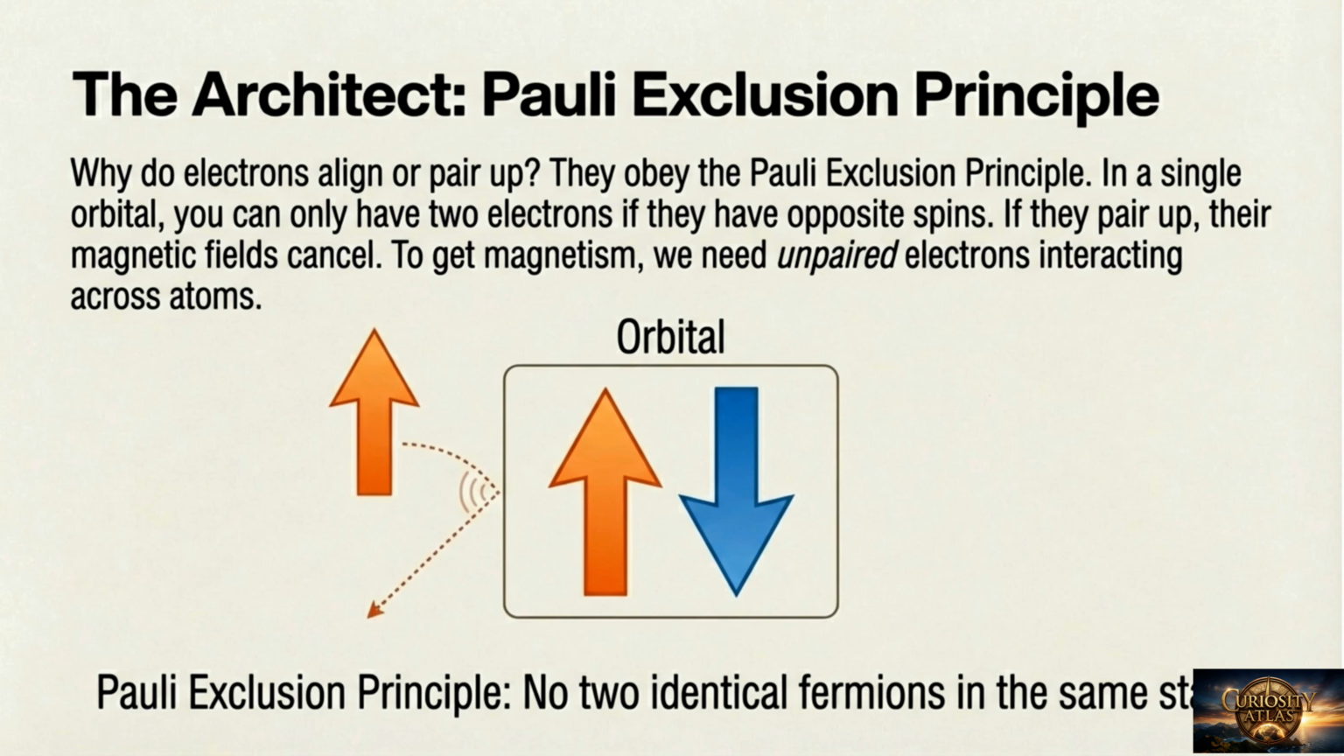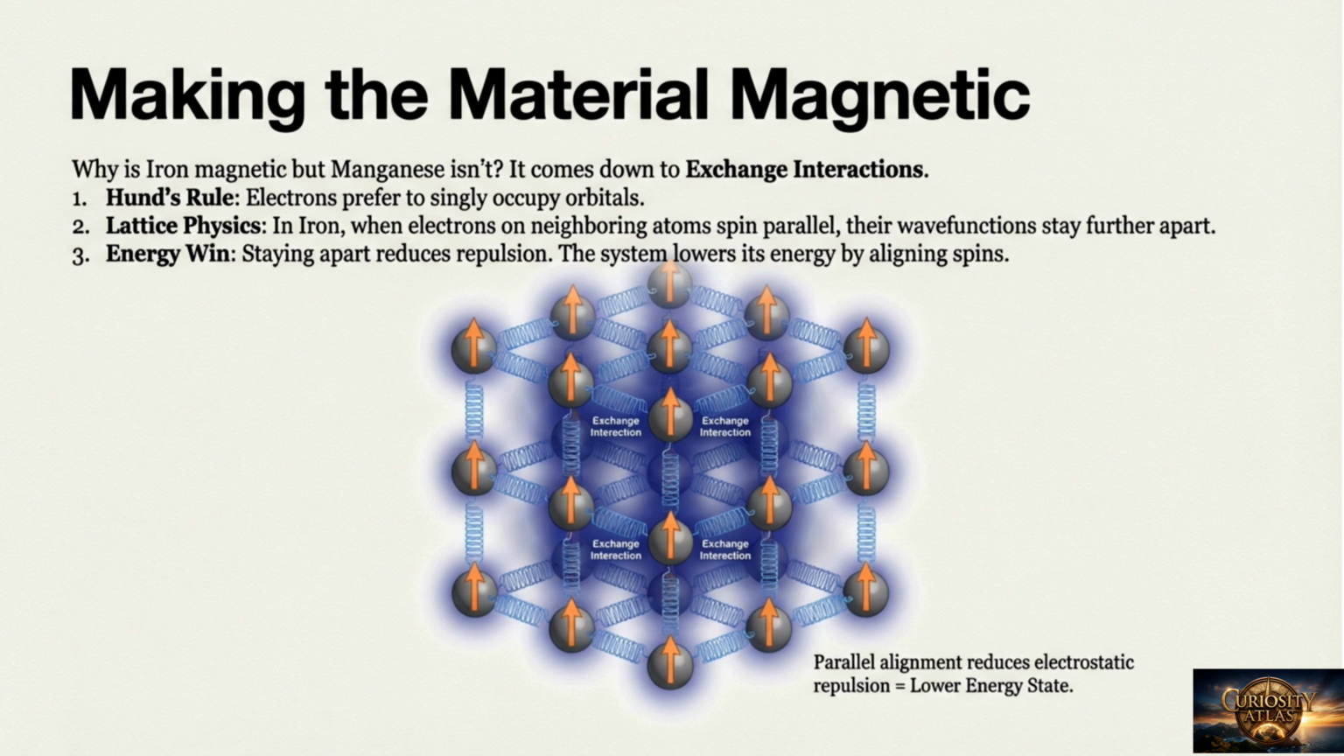The Pauli exclusion principle, which states no two identical fermions can be in the same state, dictates why electrons align or pair up. To get magnetism, we need unpaired electrons interacting across atoms, as paired electrons with opposite spins cancel their magnetic fields. A material becomes magnetic through exchange interactions.